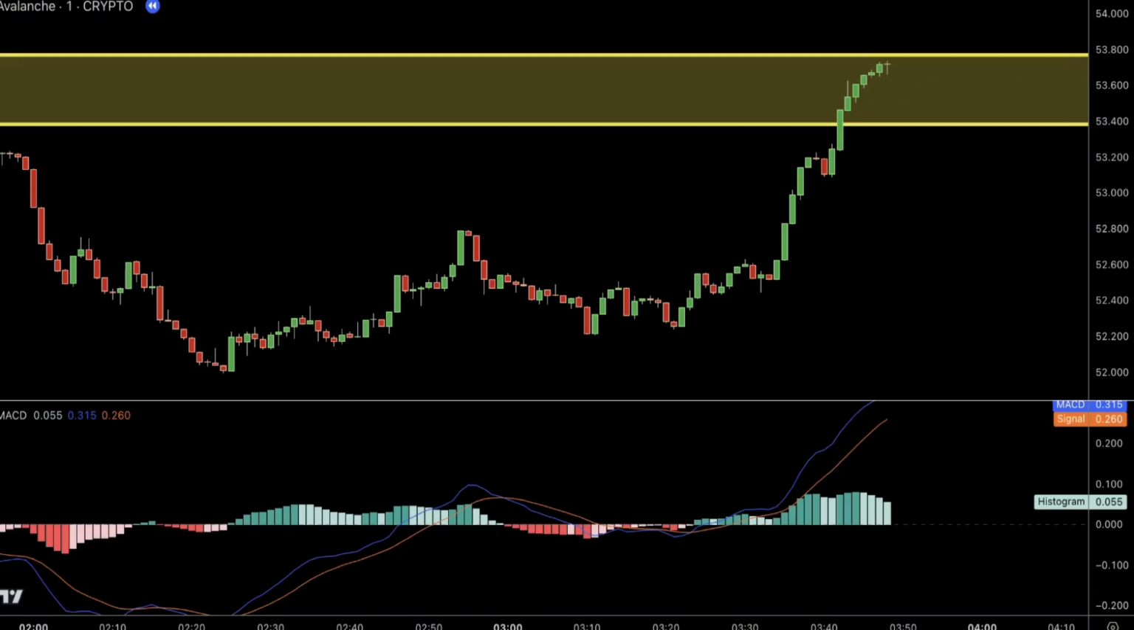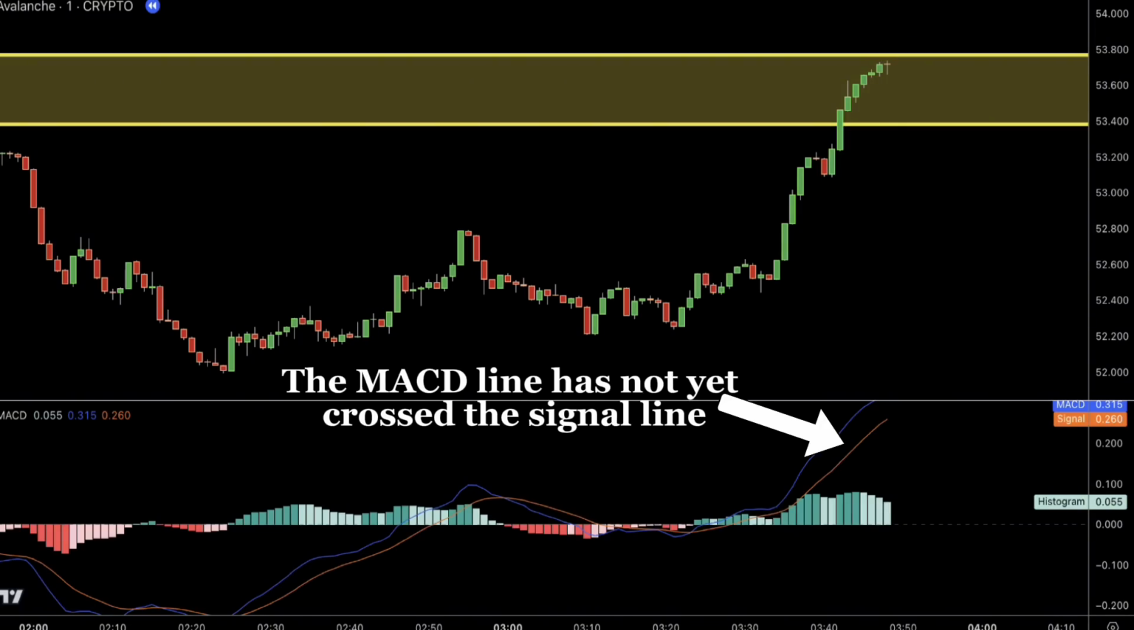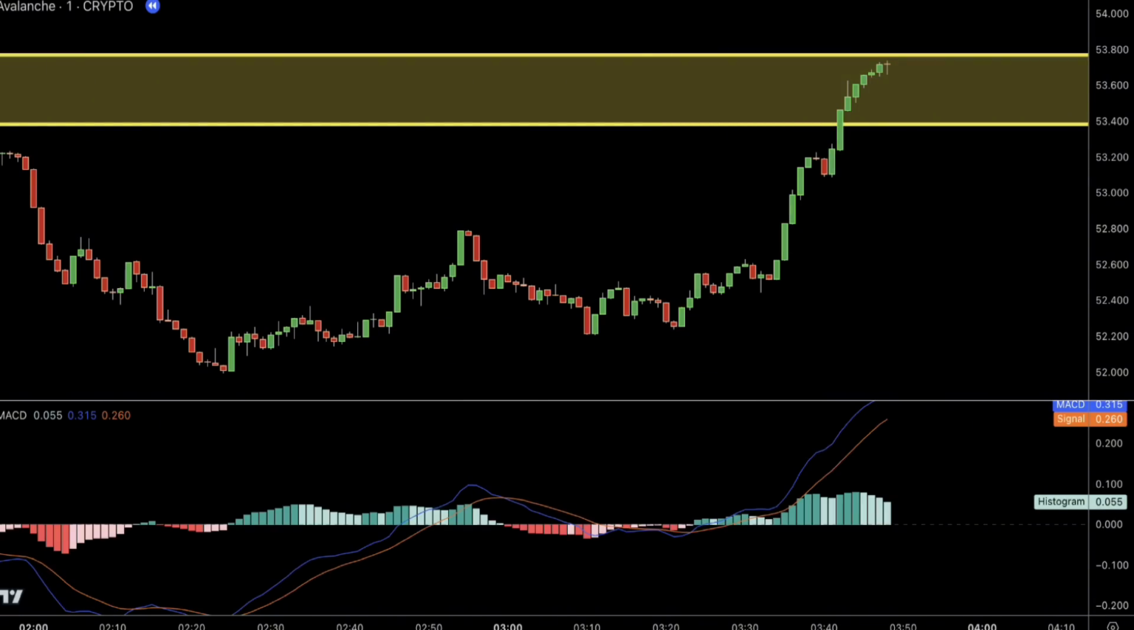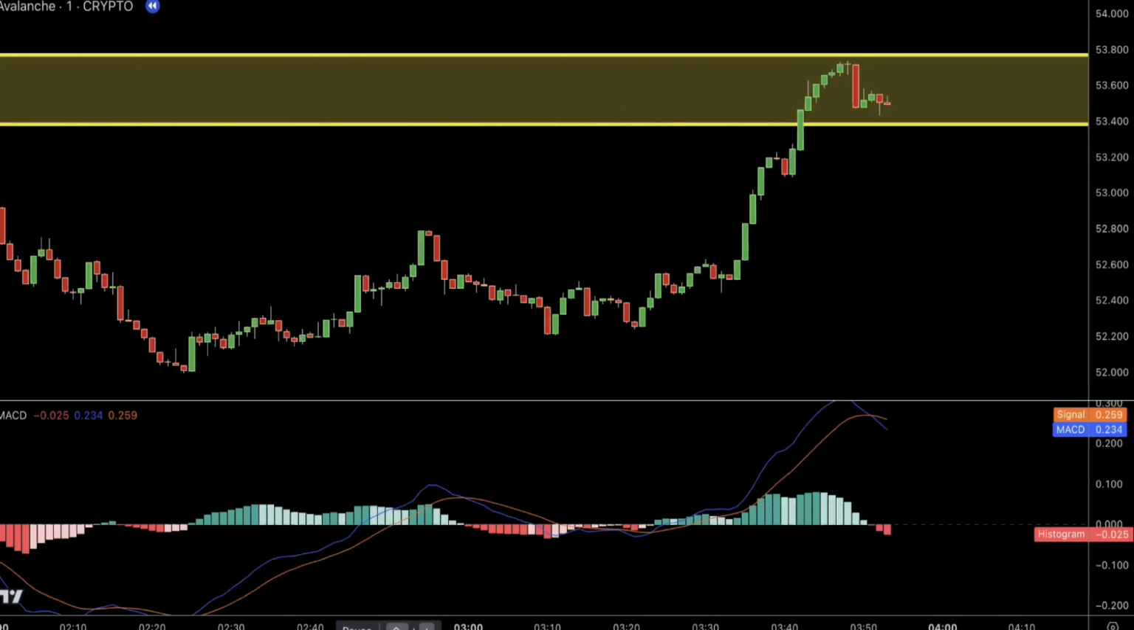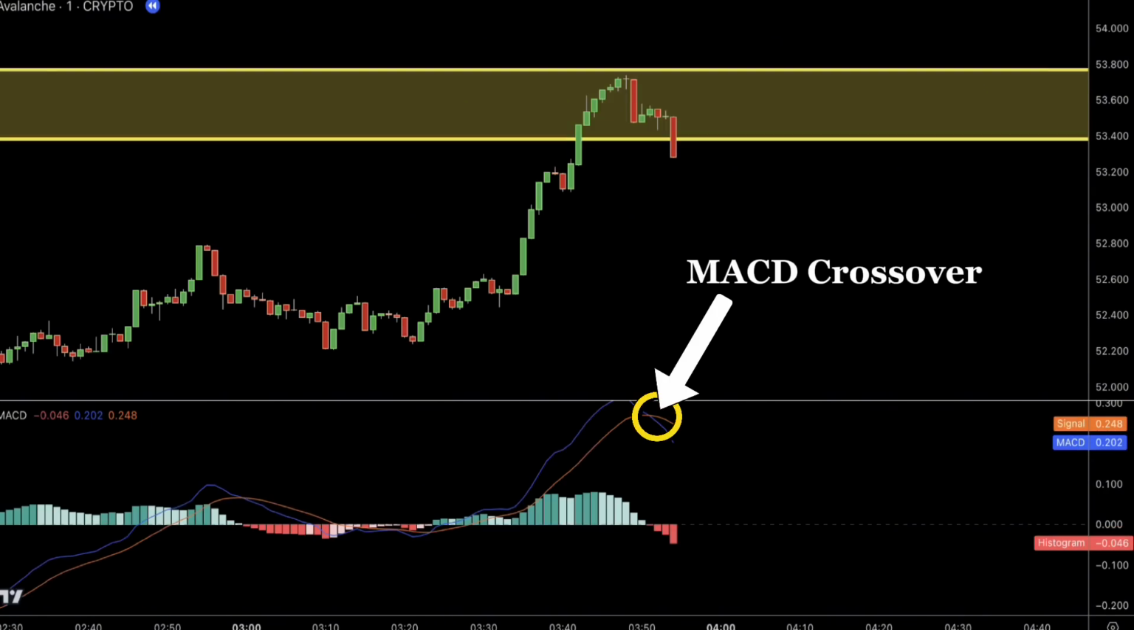However, the MACD indicator hasn't confirmed the trade setup yet. The MACD line has not crossed below the signal line, so we wait. This confirmation is crucial because it signals the entry of institutional algorithms, which increases the likelihood of the trade moving in our favor. Now, look at what happens next. The MACD line crosses below the signal line, signaling that institutional algorithms are active in the market. This crossover gives us the green light to enter the trade with confidence.